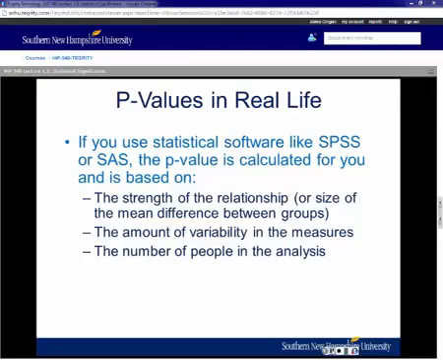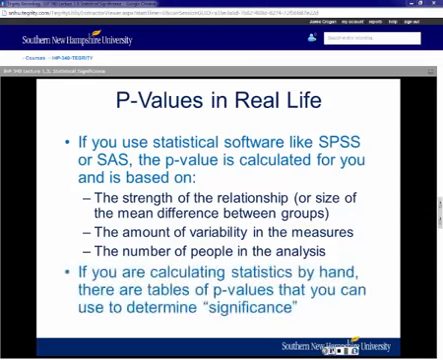These p-values depend on the strength of the relationship, meaning if it's a stronger relationship, it's more likely your p-value will be small. Or if you're talking about experimental research, if you have a bigger difference between groups, then you're more likely to see a small p-value. The p-value is also dependent on how much variability is in the measurements that you make and how many people are in the analysis. You can calculate these by hand, and there are some p-value tables that you can use to determine the level of statistical significance as well. Most of the time, researchers use software.